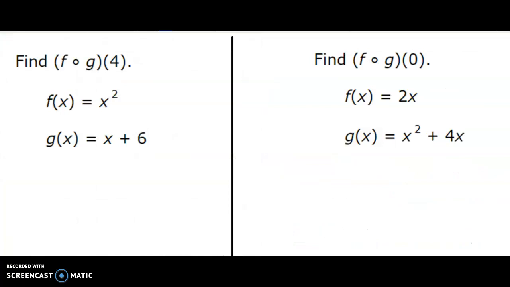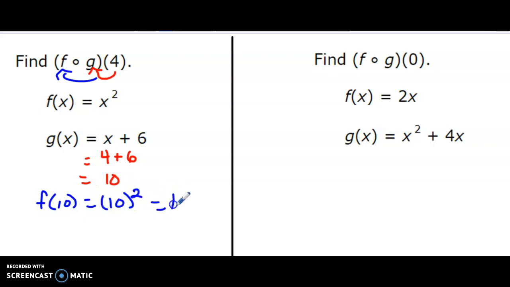If I'm doing composite functions, remember we work backwards. So I'm plugging the 4 into my g equation everywhere I have an x. So if I put a 4 in here, 4 plus 6 gives me 10. Now I take that 10 and I plug it into my f equation. So I'm going to find f of 10, and that's going to be 10 squared, which is 100.